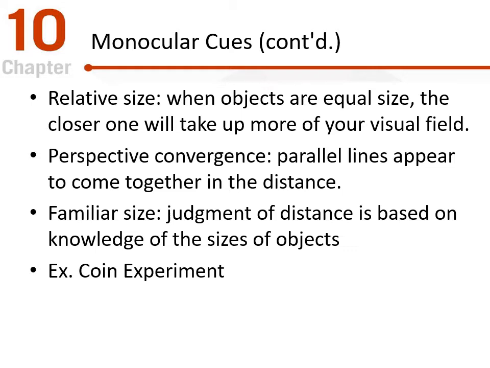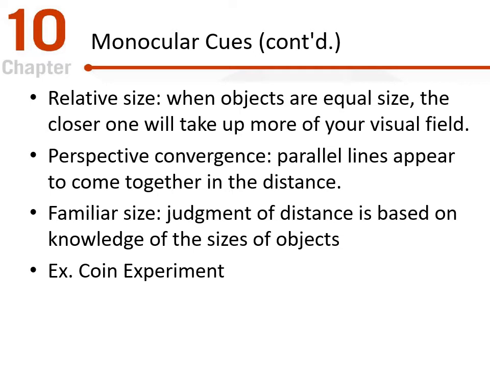The closer one will take up more of your visual field. Now this kind of reminds you of occlusion, which I talked about earlier in the video. Next is perspective convergence, in which parallel lines appear to come together in the distance. Now to me, this kind of reminds me of accommodation, because your eyes are accommodating to distances to objects in a farther distance. So your eyes' parallel lines will come together.